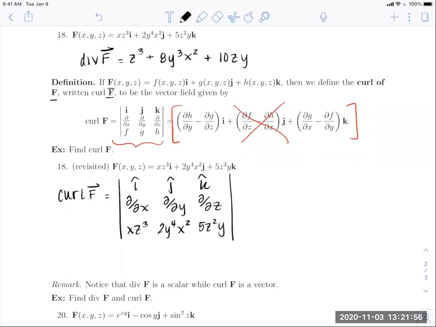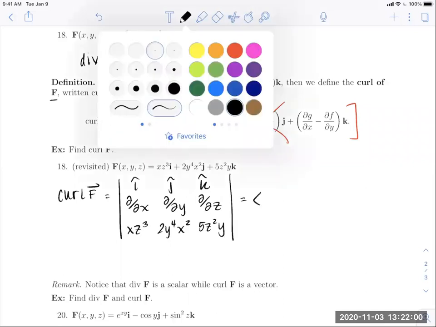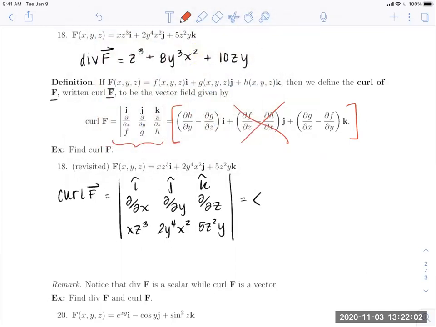And now I'm going to carry out this determinant. So let's do the i hat component first. If I strike through the i hat column and row, then I'm going to take the determinant here. So I'm going to go across the main diagonal. The partial with respect to y of 5z squared y is 5z squared. And then I want to subtract off the partial with respect to z of 2y to the fourth x squared, which is 0.